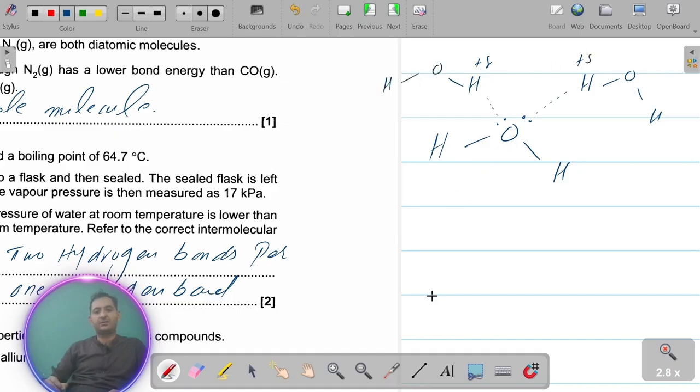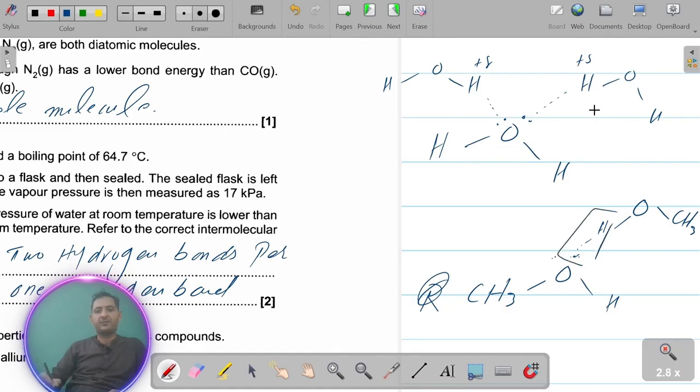And in the case of alcohol, we have only R. Methanol has CH3 on one side, then oxygen lone pairs, and hydrogen. So in this alcohol, one end is bonded with CH3 and the other end with hydrogen, so there is the possibility of only one hydrogen bond. But in a water molecule, the lone pairs can also attract two hydrogens.